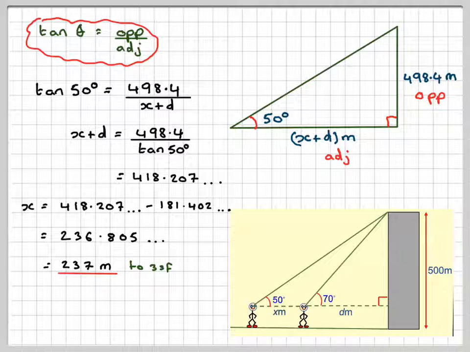Okay, so this has been a video to show you how to use a little bit of trigonometry in order to calculate the distance a person moves back whilst looking at a building.